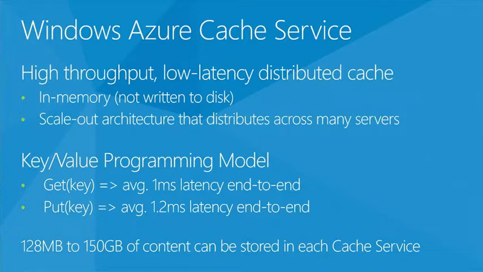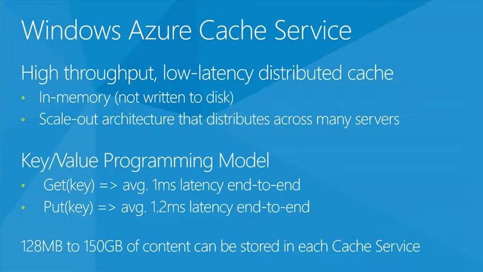So one of the things you can do is take advantage of the new Windows Azure Cache service in order to implement this. It's a new service we just went live with last Wednesday. It basically gives you a high throughput, low latency distributed cache. The data is all in memory, so it's not written to disk. If you have petabytes of things you want to cache, you might want to use a blob storage system instead. The beauty of the in-memory cache, though, is that it's lightning fast.